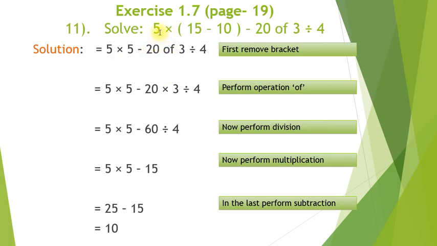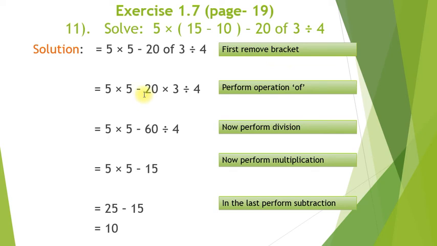So first of all, open the bracket. Inside the bracket there is 15 minus 10. Solve this. 15 minus 10, you get 5. We get 5, and automatically the bracket is opened. Now 5 multiplied by 5 minus, copy all the above statement, 20 of 3 divided by 4. This is copied from the above sum. Now we have removed the bracket.